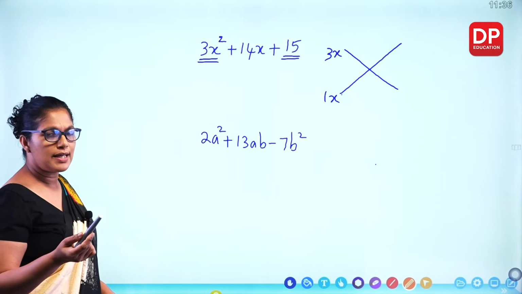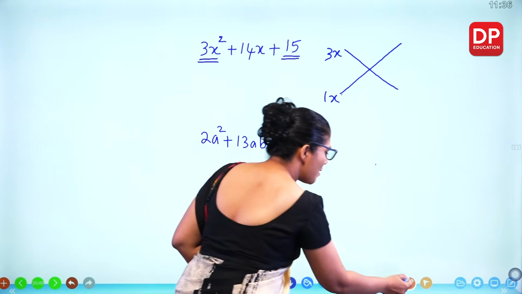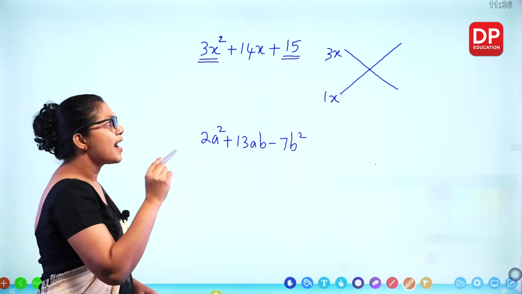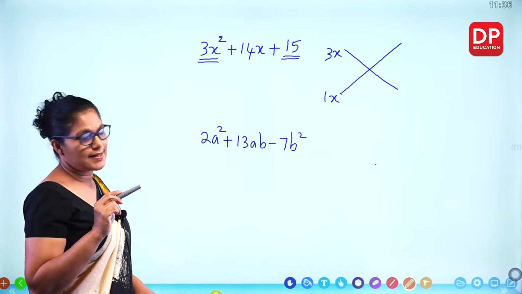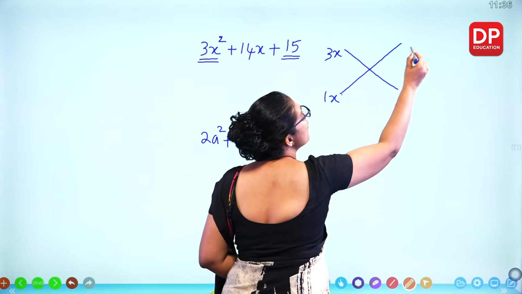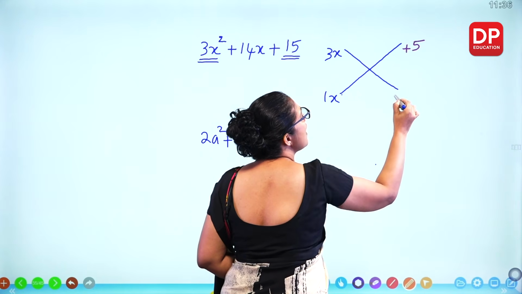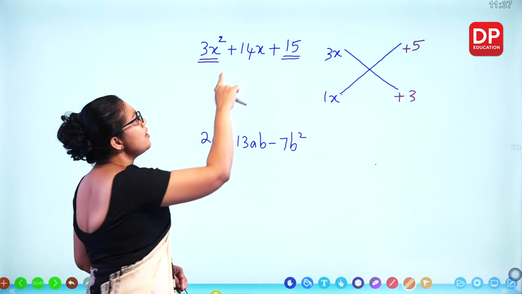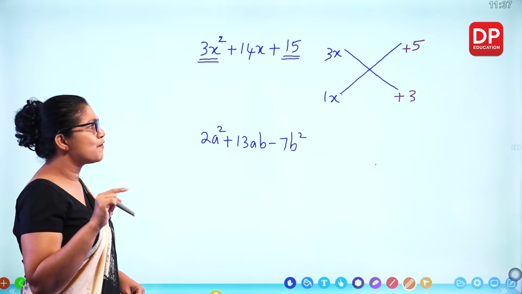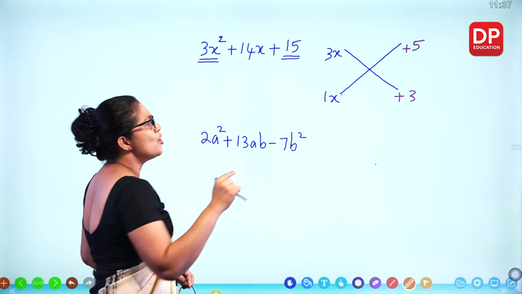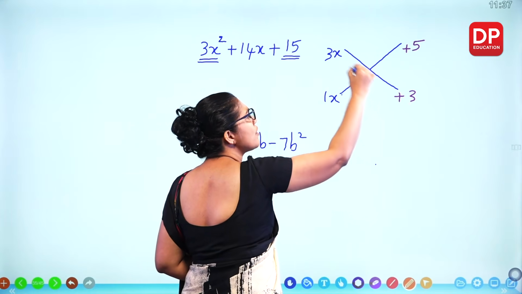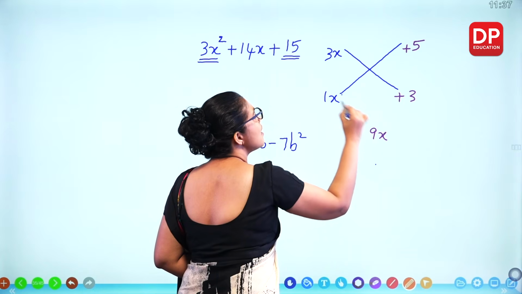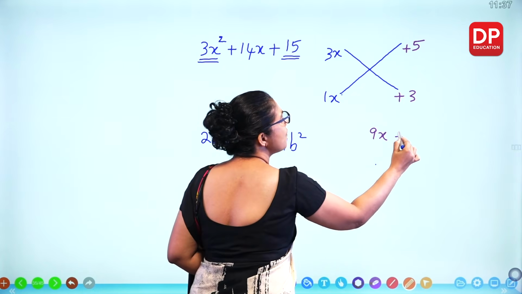5 and 3. Now this is called the trial and error method, because at once you won't be able to write down the factors in the proper place. We'll take, okay, factors of 15 as plus 5 and plus 3. Now you need to get the middle term as 14. This is what we do. When you multiply, this is called cross multiply. 3x with 3, you get 9x. 1 with 5, you get 5x.